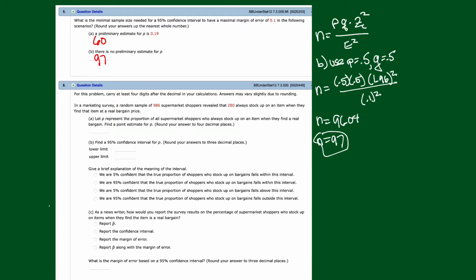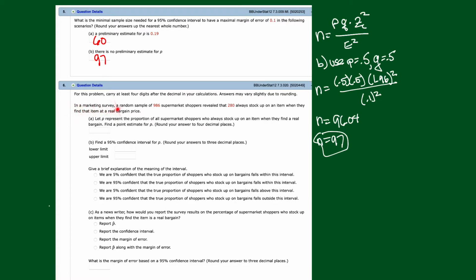And now you can see that if you have no information at all, you're going to have to sample 97 items. If you do have some preliminary information, say based on a recent past sampling, you only have to sample 60. Problem number 6. For this problem, carry at least 4 decimal digits after the decimal in your calculations. Answers may vary slightly due to rounding. Okay, so we want our calculations to always carry 4 decimals, but we're going to have the calculator do it, so it should not be a problem for us.